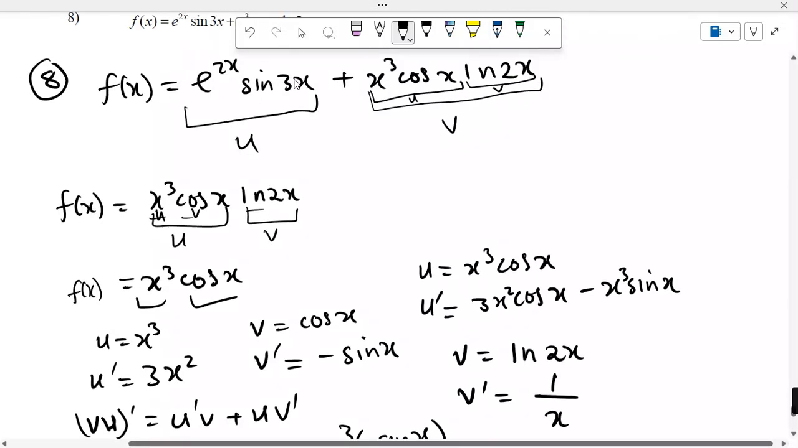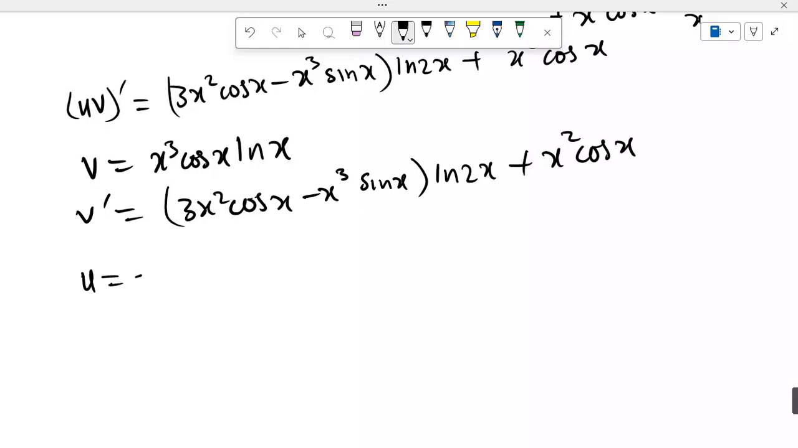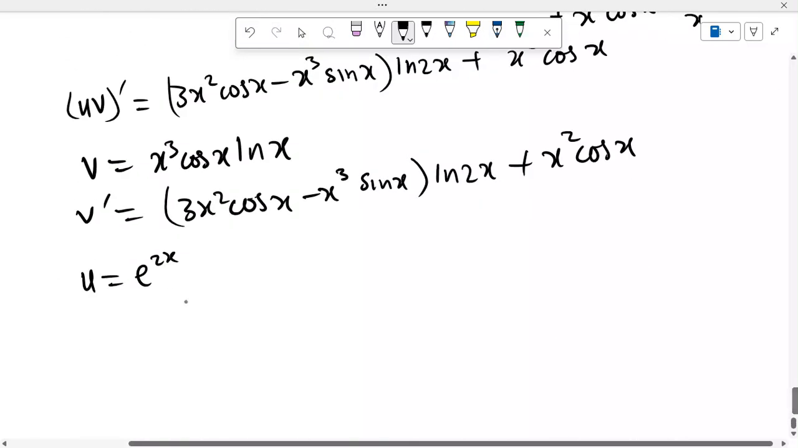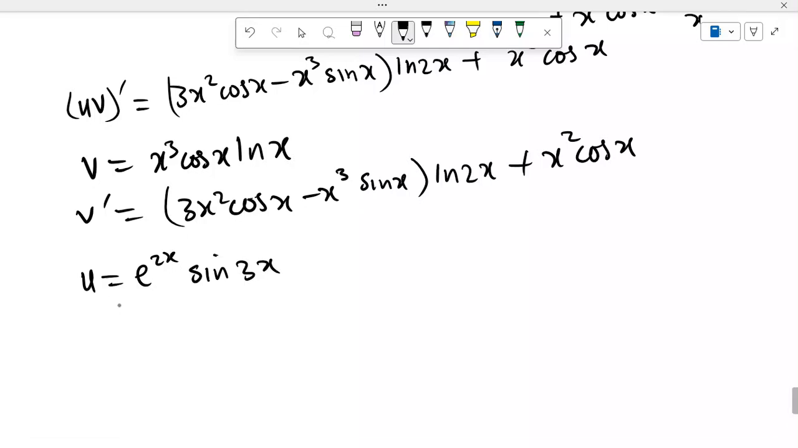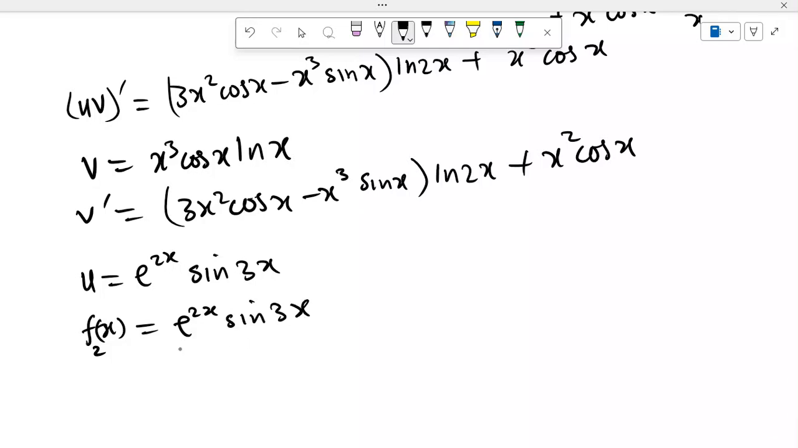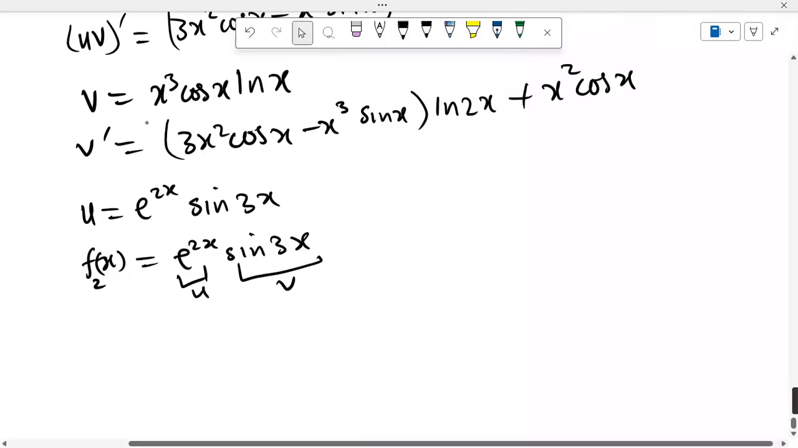U, if you see u again, you also have to use product rule to get our u prime. We use product rule. So let's say u is e to the power 2x sine 3x. So that this one is easy. Okay, great. So this is our u. So we'll say f of x, just put any arbitrary, e to the power 2x sine 3x. So we can set this as u, we can set this as v, okay.